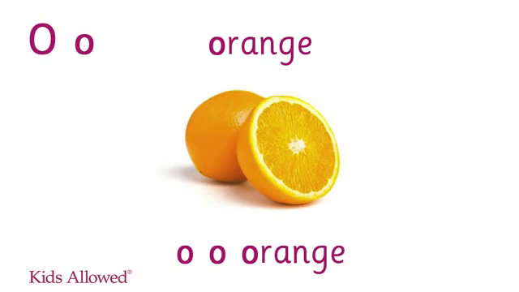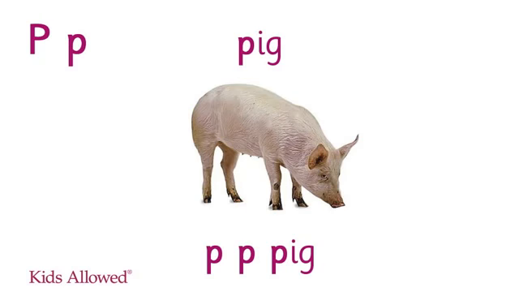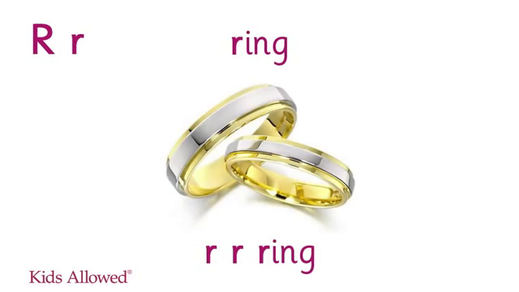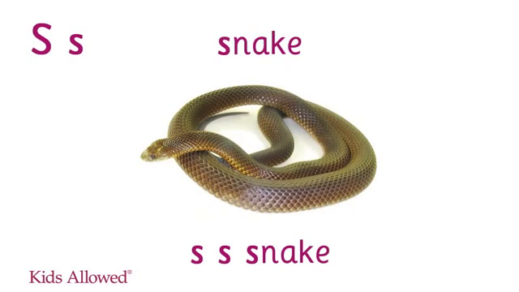O is for orange. Orange. P is for pig. Pig. Qu is for queen. Queen. R is for ring. Ring. S is for snake. Snake.